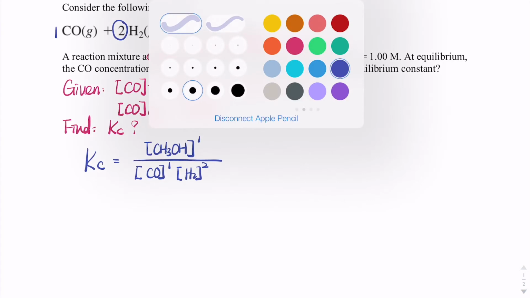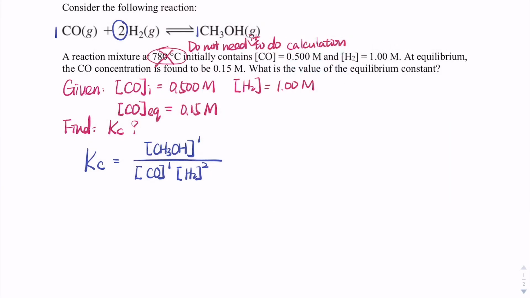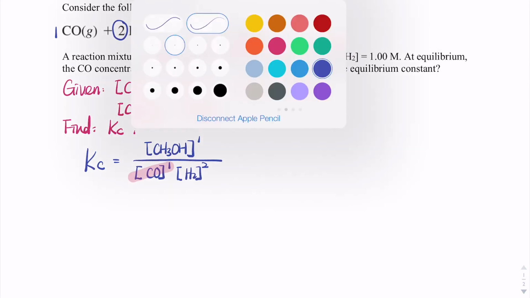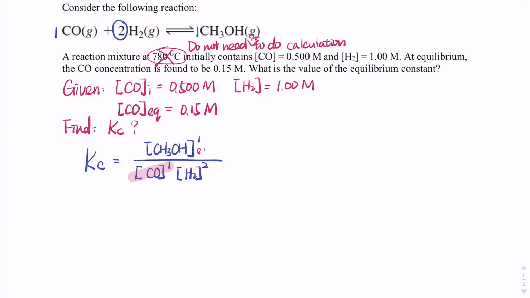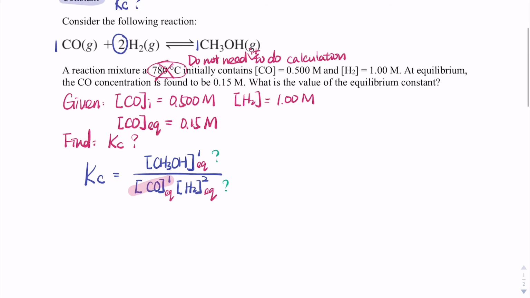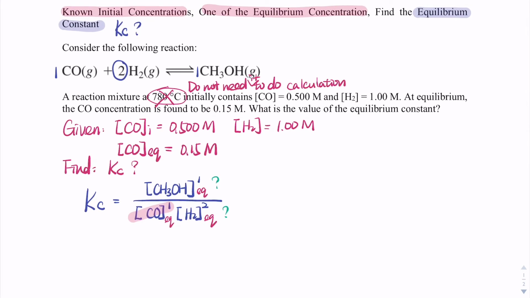Now let's see what we know and what we don't know. In this case we have the concentration of carbon monoxide at equilibrium, so let's give it the subscript EQ. We know that, but we don't know the other two, so we need to calculate them based on the information we know. What are we gonna do? For this situation we need to set up an ICE table.